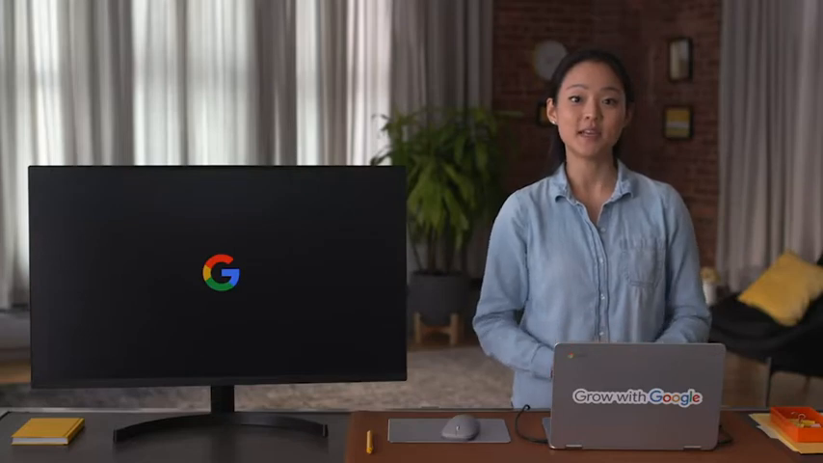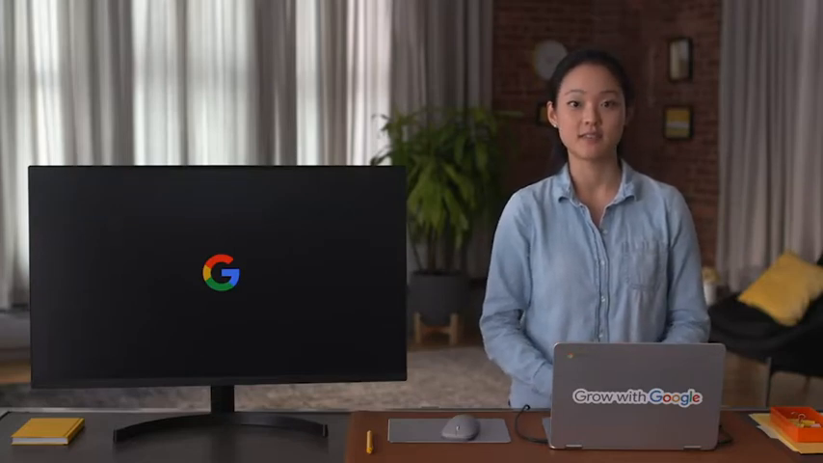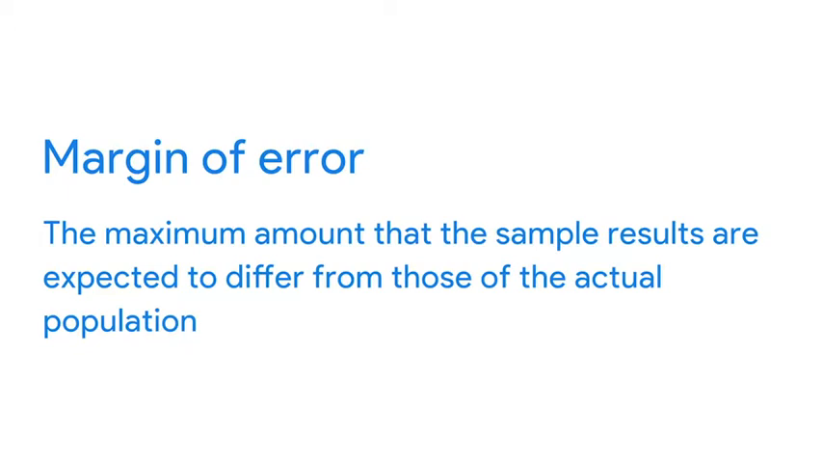Then you'll have a better idea of how much of a difference there is between your sample and your population. We'll start at the beginning with a more complete definition. Margin of error is the maximum amount that the sample results are expected to differ from those of the actual population. Let's think about an example of margin of error.